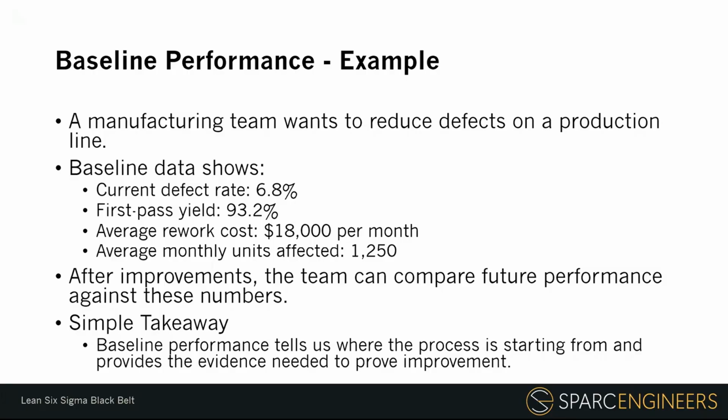This also helps prevent false conclusions. For example, if defects drop for 1 week, that may be normal variation. But if performance improves and remains better over time, compared to the baseline, the team has stronger evidence that the project made a real impact. The key point is that baseline data creates the reference point for the entire project.